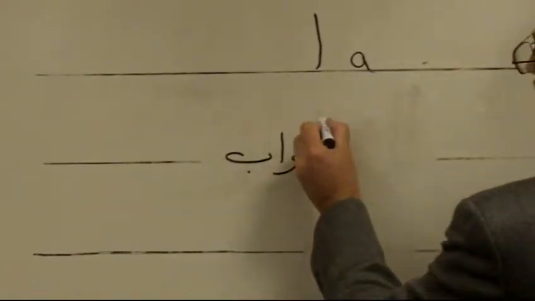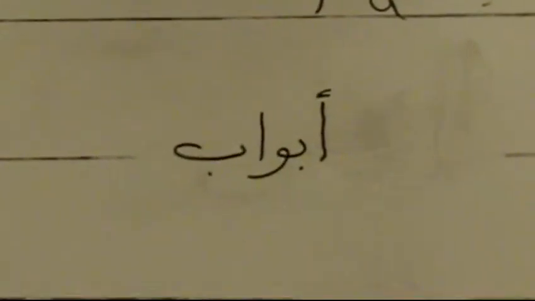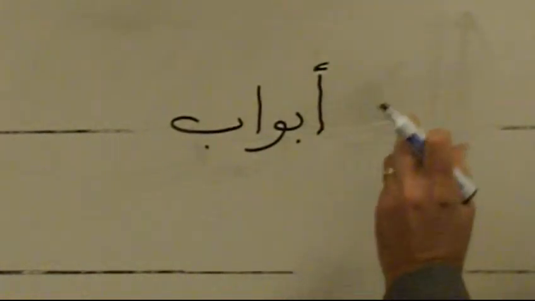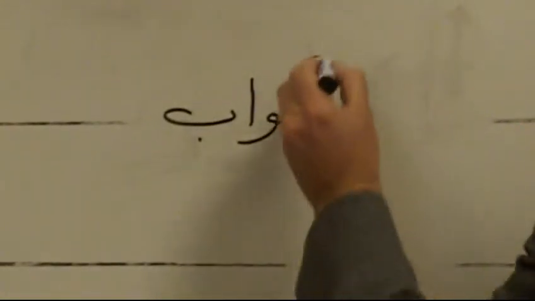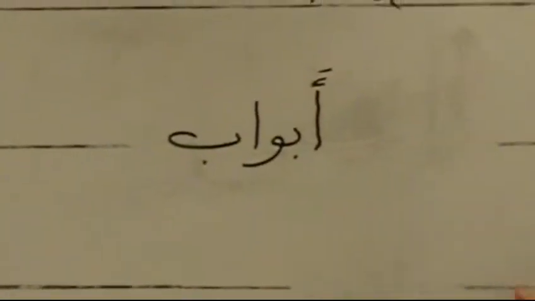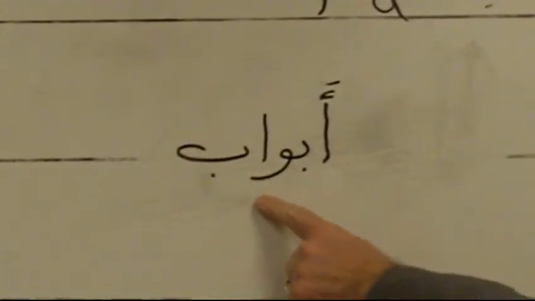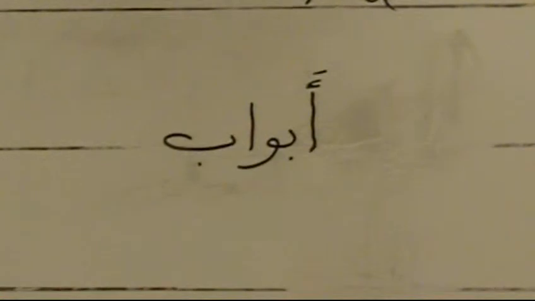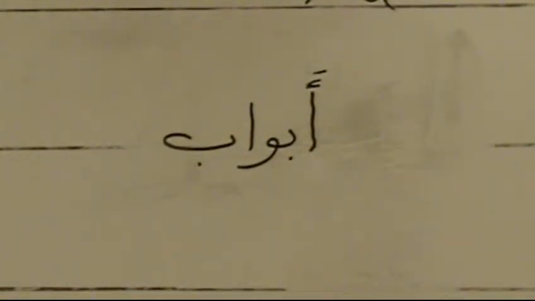And this is the Hamza. It gives you this glottal stop. Abwab. So now it comes in three forms because of the short vowels I taught you already. So this is the fatha, and this is abwab. So the second alif is the regular A. The first one is the seat for the Hamza, so it's abwab.